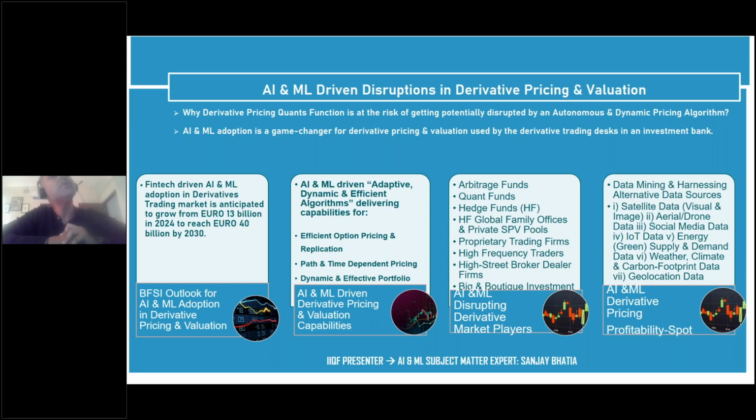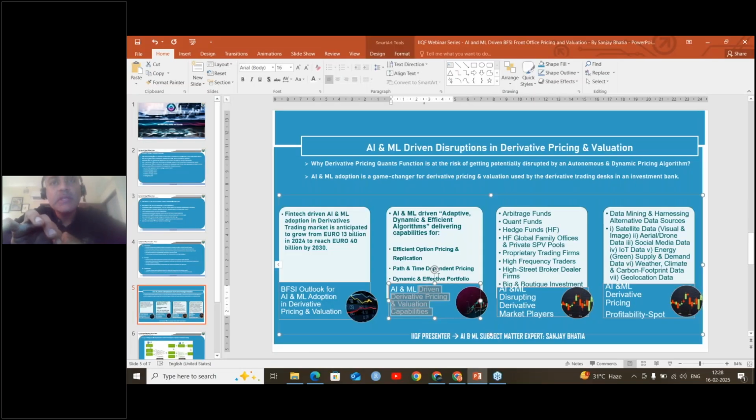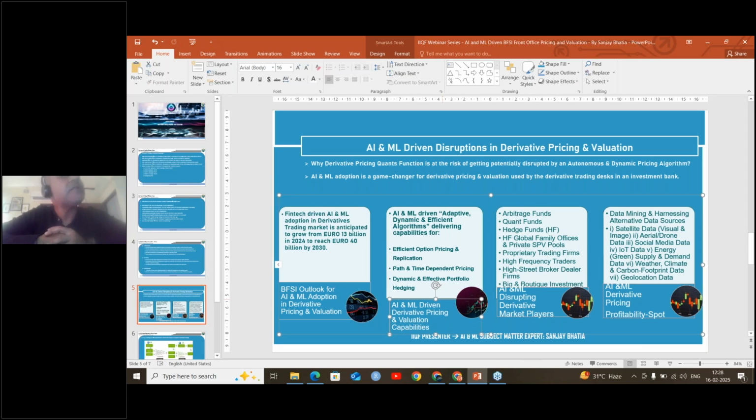So AI and ML give a capability to build adaptive, dynamic, efficient, precise algorithms for path dependent pricing. And dynamic and effective portfolio hedging. So not only for pricing problems, but also for dynamic and effective portfolio hedging. It would be very beneficial for arbitrage funds, quant funds, hedge funds, global family offices, some of the special purpose vehicles, proprietary trading firms, high frequency traders, high street broker dealer firms, and some of the big boutique investment banks. Those are heavily invested in this.